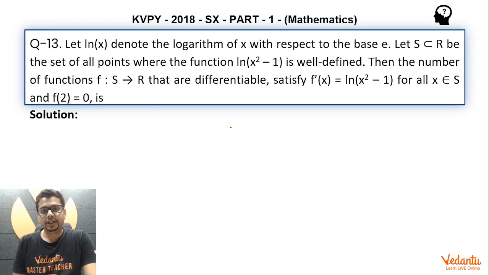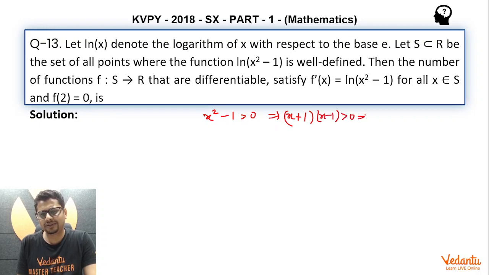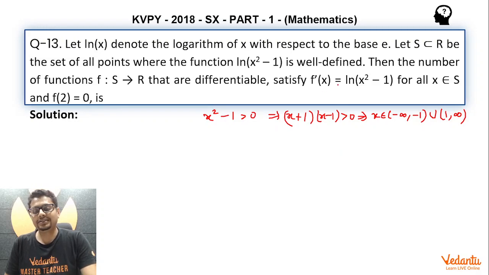Let's explore. Here first of all, what is the set S? All the values of x for which ln of (x square minus 1) is well defined. So for this expression to be defined, x square minus 1 should be greater than 0. Or you may say, (x plus 1) multiplied by (x minus 1) should be greater than 0. And using the wavy curve method, you may say x belongs to minus infinity to minus 1 open, union 1 open to infinity. Now f prime x is equal to ln(x square minus 1), and this is valid for all x belonging to the set S. And that's how we have derived the set S: minus infinity to minus 1 open union 1 open to infinity.